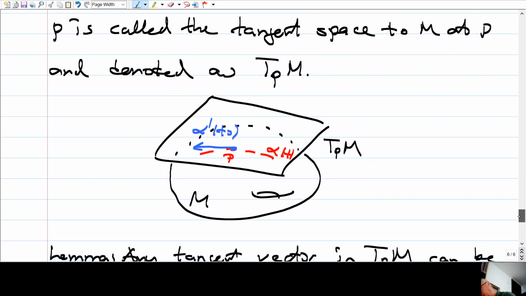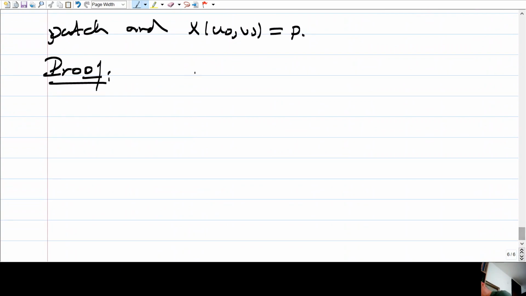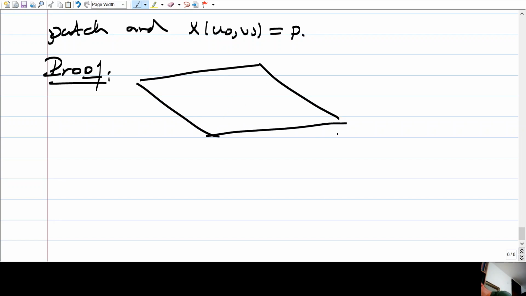So this is what we claim. Suppose this is the tangent space, and this is our tangent vector at the point P. I have the following vectors: x sub u and x sub v, and this vector is a combination of these two vectors.